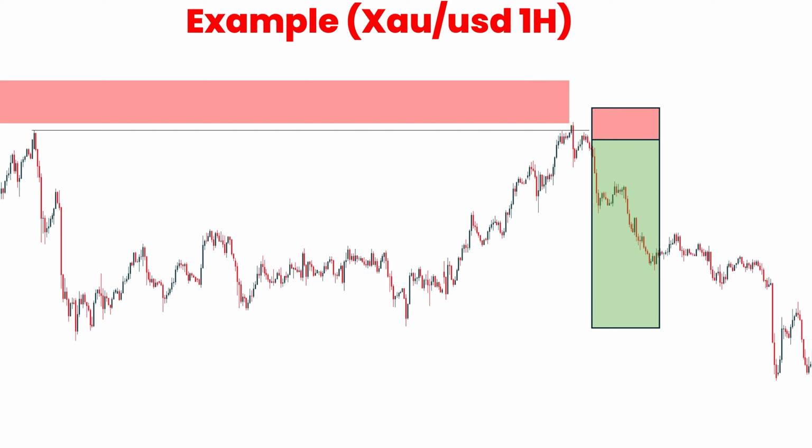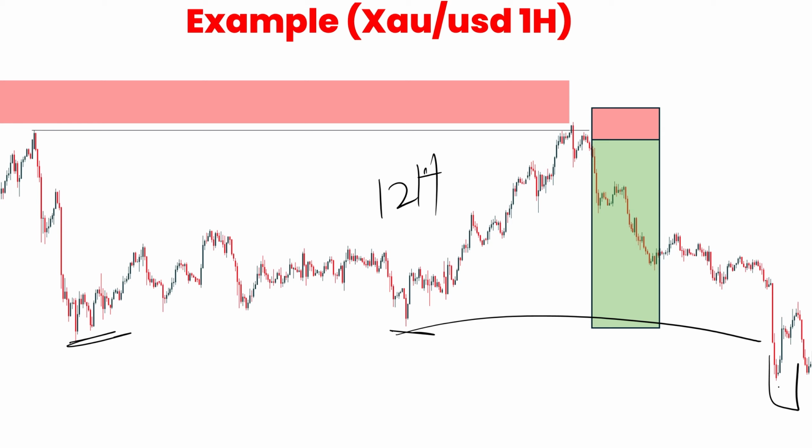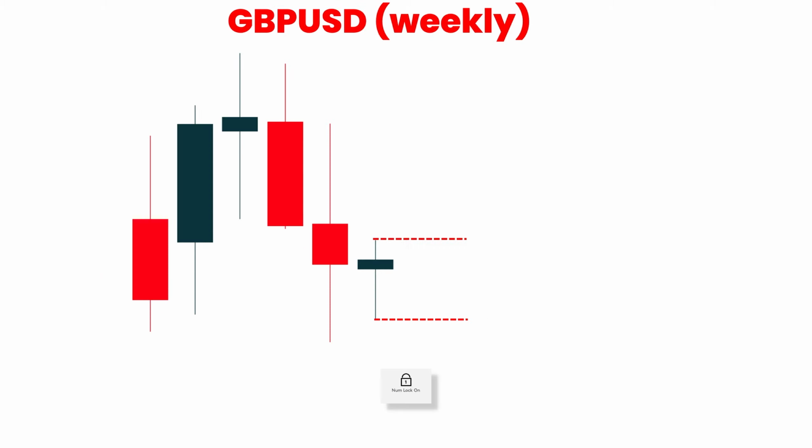So let's move on. You can clearly see it moved, and your target, you can also target this daily lows, the 12 hours lows here. Don't be greedy. Even if the market is still moving, take your profit and go. Leave others with something. Unless you're greedy, they will come and take your money. Yeah, so let's move on. This is the GBP USD weekly.